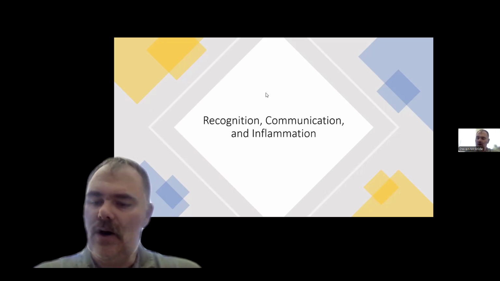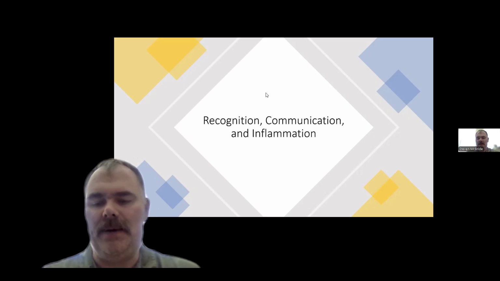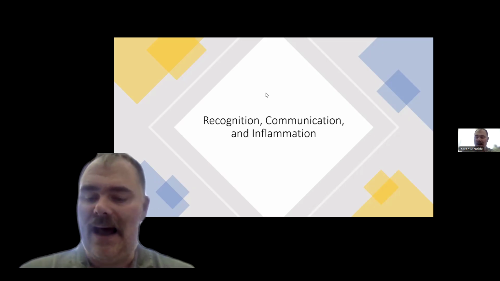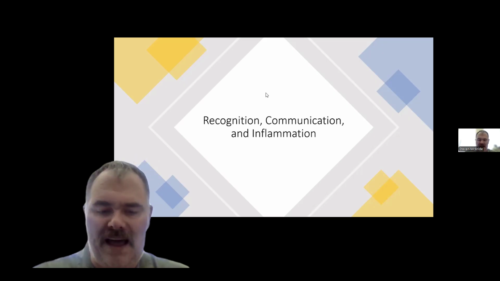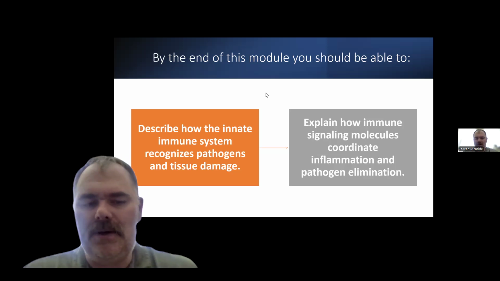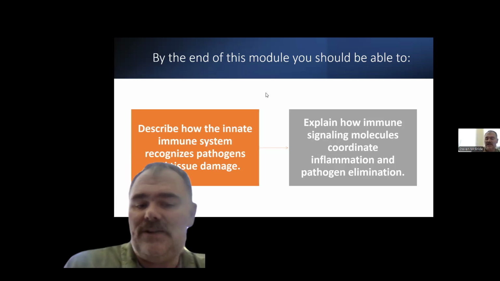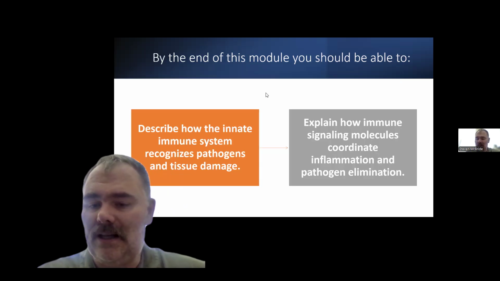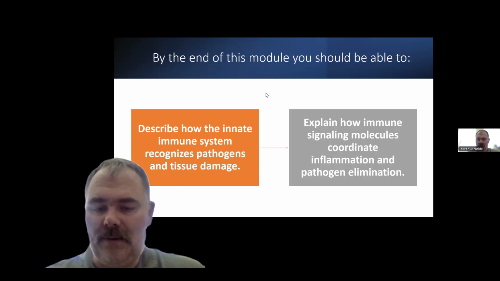In this lecture, we'll examine how innate immune cells detect pathogens and tissue damage, how they communicate with one another, and how these signals lead to inflammation and pathogen elimination. By the end of this module, you should be able to describe how the innate immune system recognizes pathogens and tissue damage, and explain how immune signaling molecules coordinate inflammation and pathogen elimination.